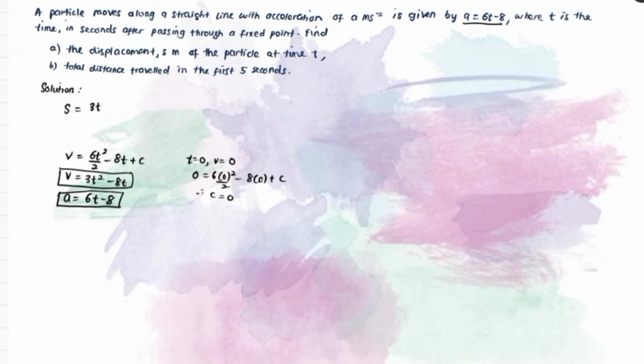Now find the displacement function by integrating the velocity function. 3t cubed over 3 minus 8t squared over 2 plus c. So here we know that t is equal to 0 and s is equal to 0. So substitute into the displacement function to find the value of c. Hence we get c is equal to 0. So the displacement function is t cubed minus 4t squared.